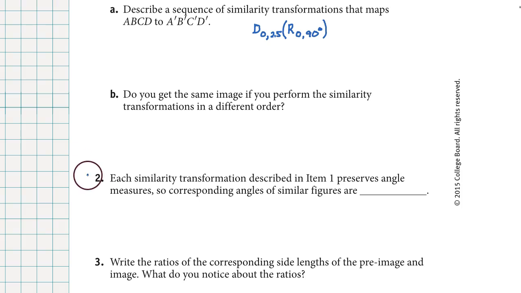Now let's do number 2 and complete this theorem. Each similarity transformation preserves angle measures. Angle measures stay the same from the original shape to the new shape after similarity transformations. So corresponding angles are what? I'll pause the video for you to fill in a word there.